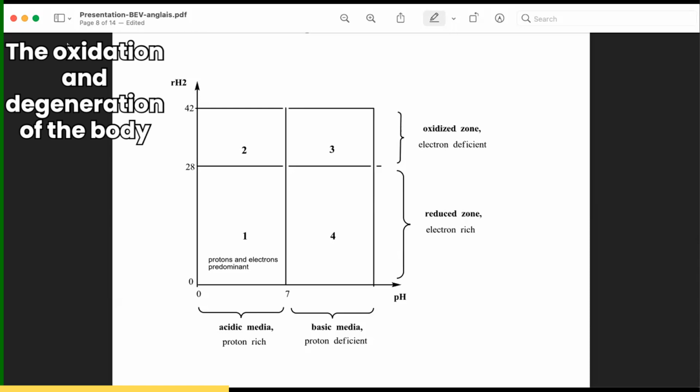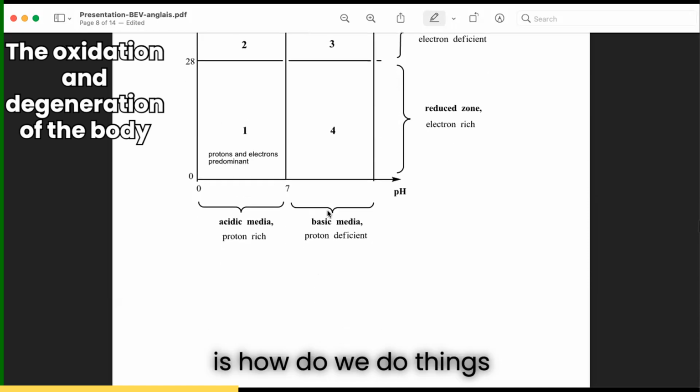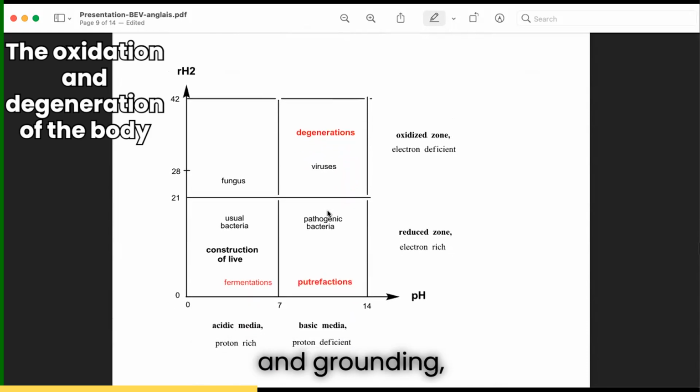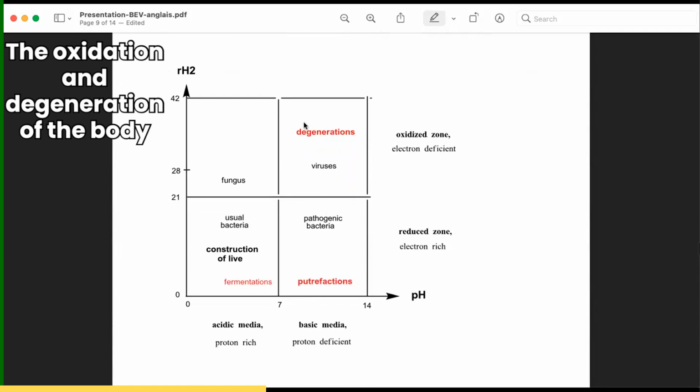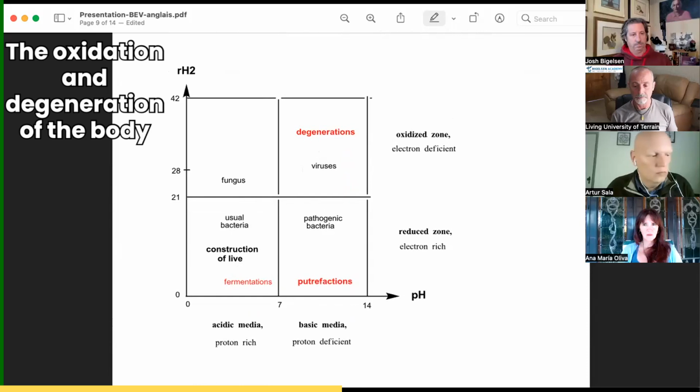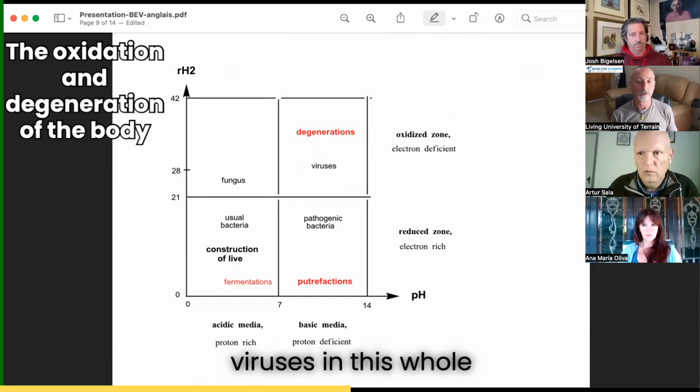So the question at this point then is, how do we do things like that? Like Anna said, we can do some earthing and grounding, and that helps. This chart goes on a little deeper now, where it talks about the degenerations and the fermentations. Usual bacteria, pathogenic. There's your fungus and viruses. And viruses too, maybe Artur, Anna, you can talk about this, because Marcy asked the question, the definition of viruses in this whole context. What does this mean?